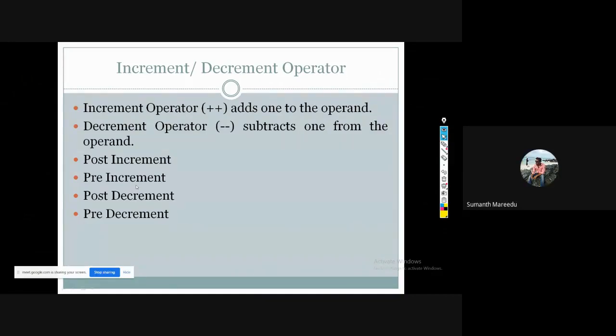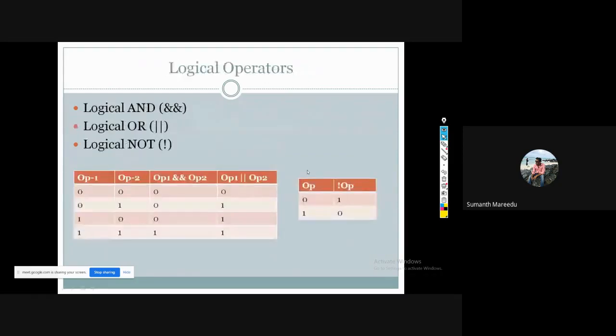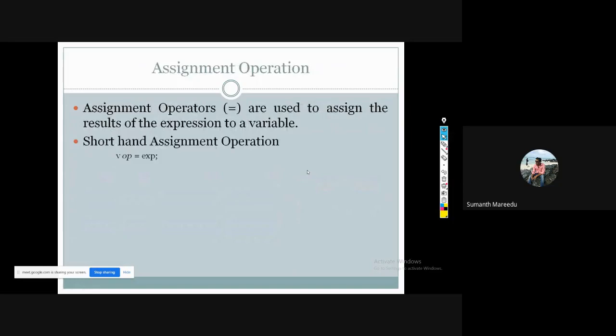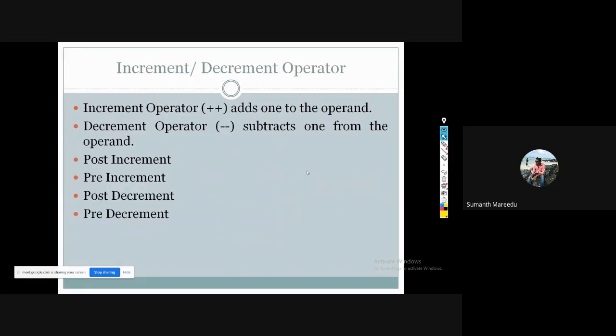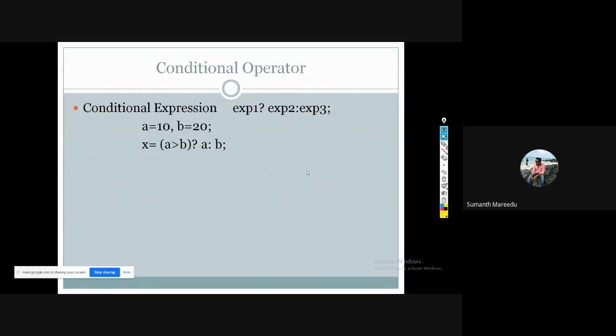So we were in the discussion of operators in C language. We discussed all this. We're done with the assignment operator and increment or decrement operations in the last session. So now we'll come across the conditional operator.